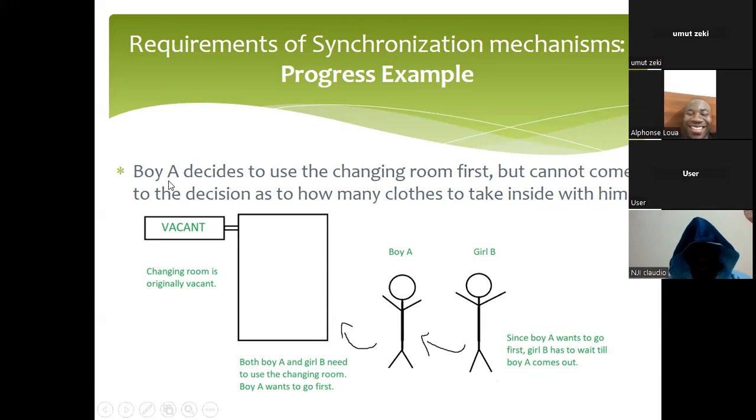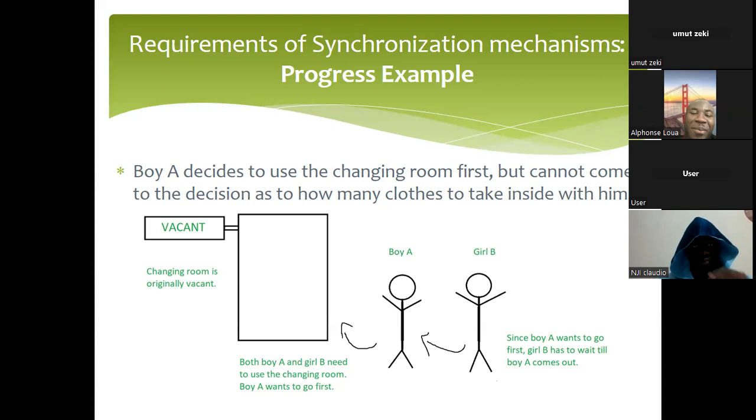Okay, boy A decides to use the changing room first, but cannot decide how many clothes to take inside with him. So boy A wants to enter the changing room, but he doesn't know which clothes he will take. So it is something like a process that can enter the critical section, but is still waiting for some product to take and then enter there.